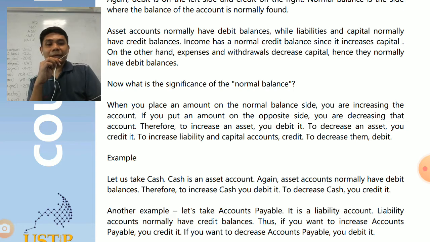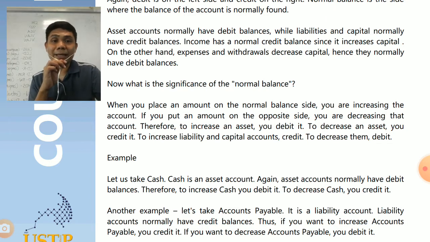Because what else increased in our transaction? The equity or capital, owner's equity or capital, also increased. And the normal balance of equity or capital is credit. That is why you credit owner's equity or owner's capital in the amount of 50,000. So that is the importance of the normal balance. I'll tell you, you should memorize it or at least put it in your notes so you don't forget the normal balances of these accounts. Okay?